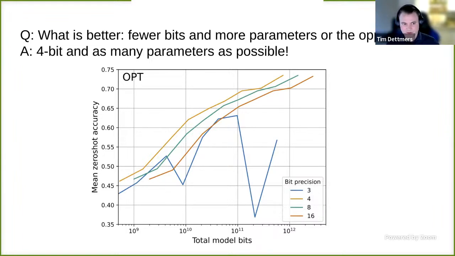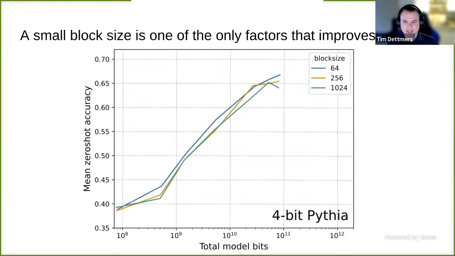Beyond this, so now we know basically you should use 4 bits and as many parameters as possible to increase the information density if you want to fit it into a certain memory footprint. But there are a couple of other factors that are important.